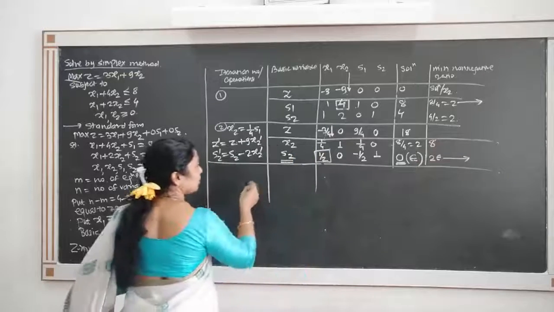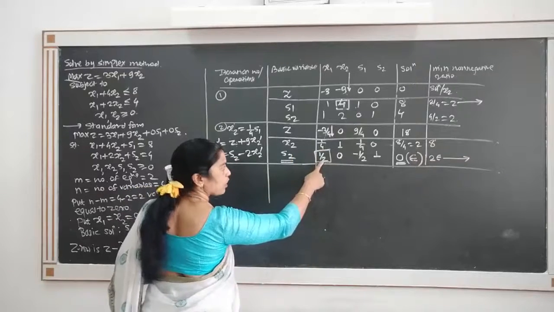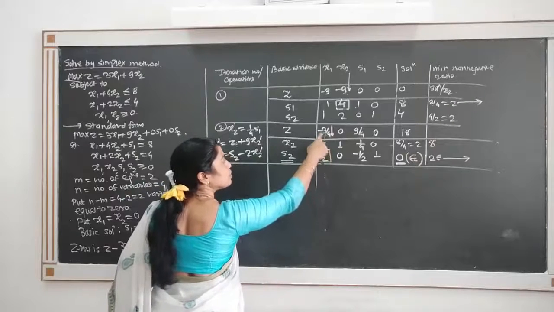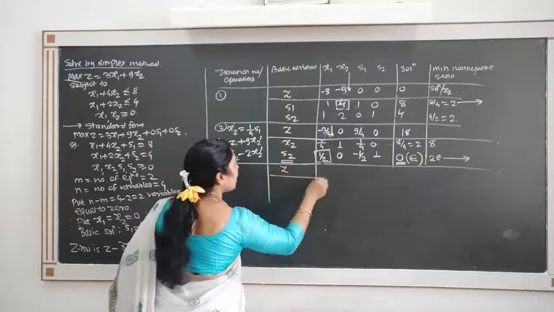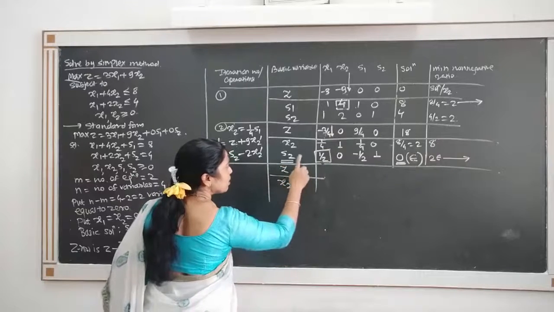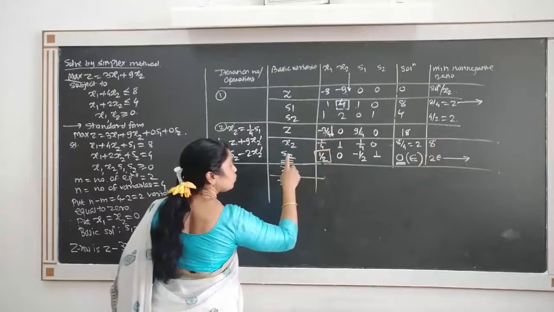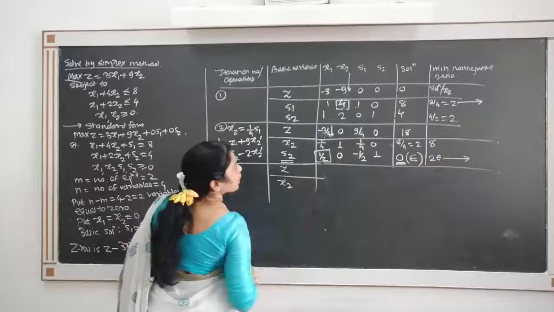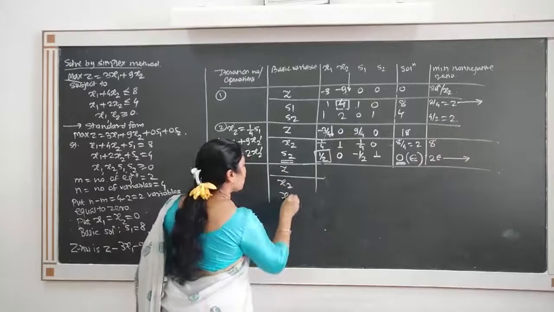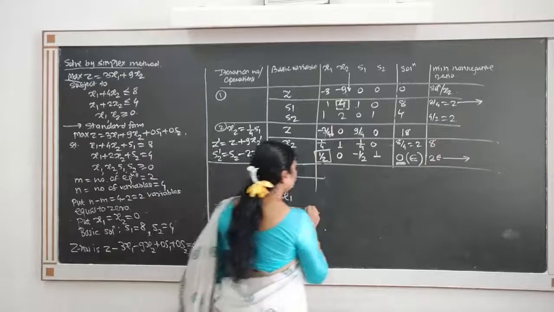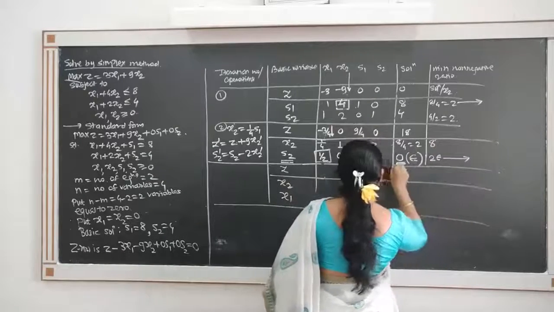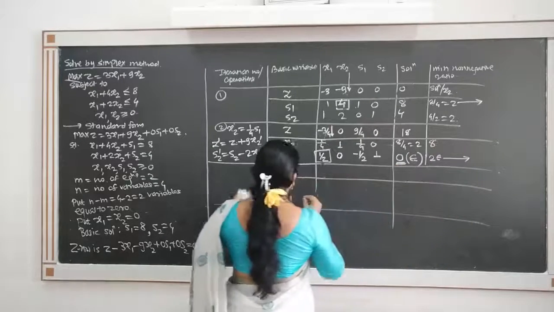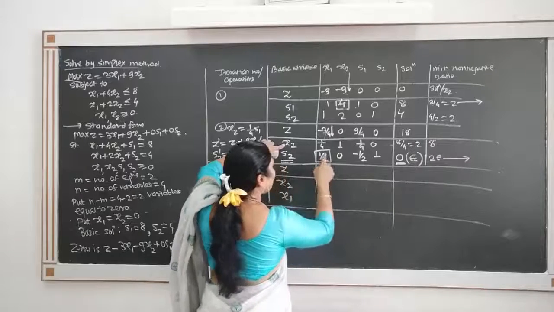In the next iteration, we have to make this to be 1 and others to be 0 in that column. So in next, what will happen? X2 remains as it is, but X2 leaves and X1 enters. So X1 enters here. So what were the operations?